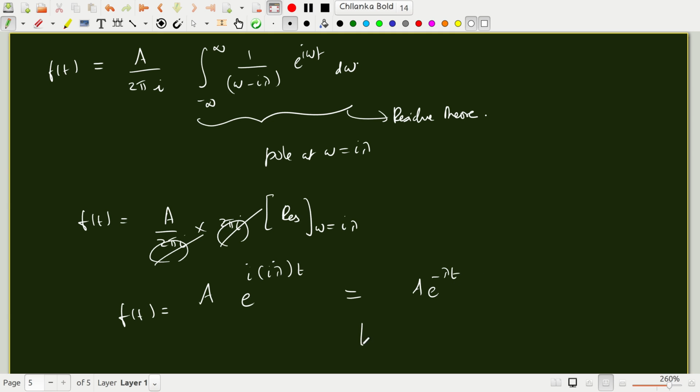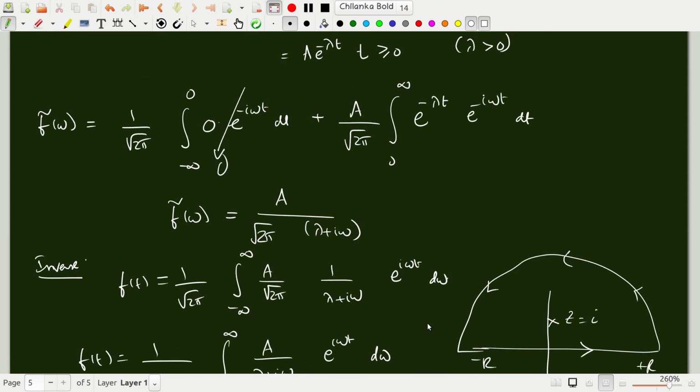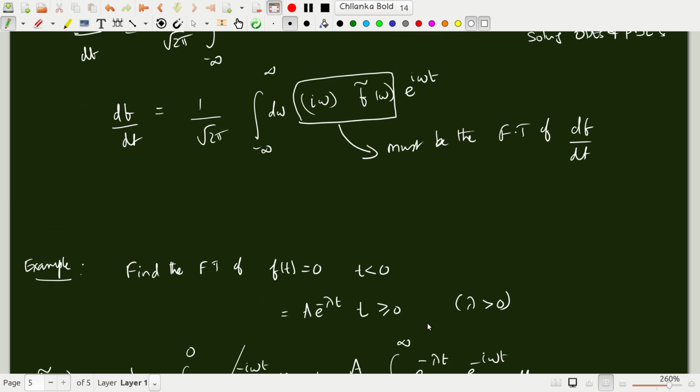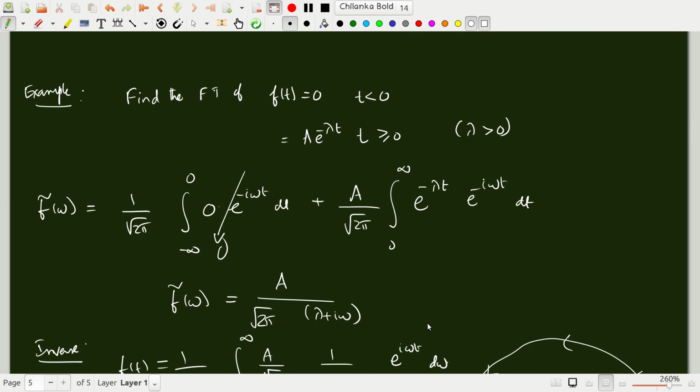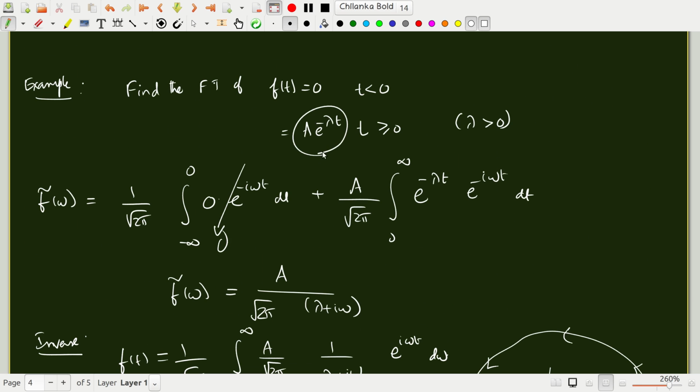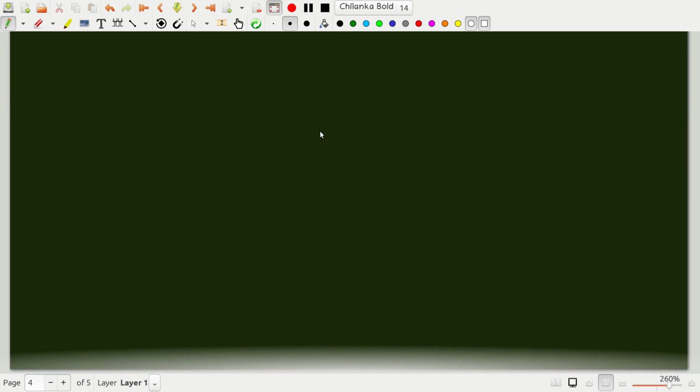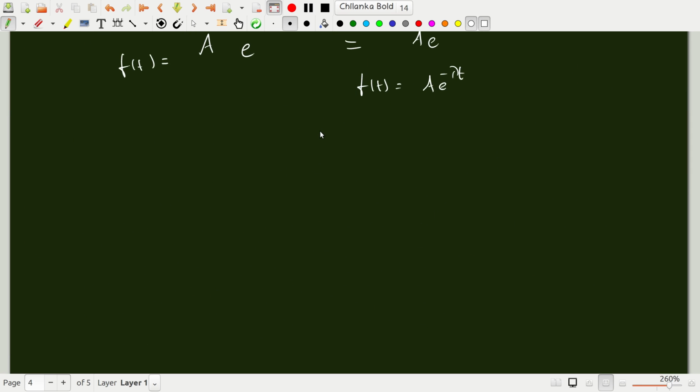Okay, so this is again verified because we started off with a e to the minus lambda t in the previous step, and that's what we finally get after taking the inverse transform of this function.